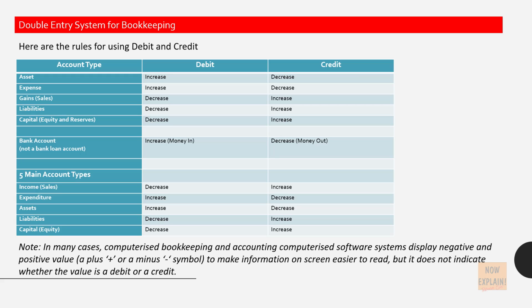Here are the rules for using debit and credit. So the five main financial headings are either going to be a debit or credit by default. Now, it's important to note, in many cases, computerized bookkeeping and accounting software systems display negative and positive values, a plus or a minus symbol, to make information on screen easier to read, but it does not indicate whether the value is a debit or a credit.